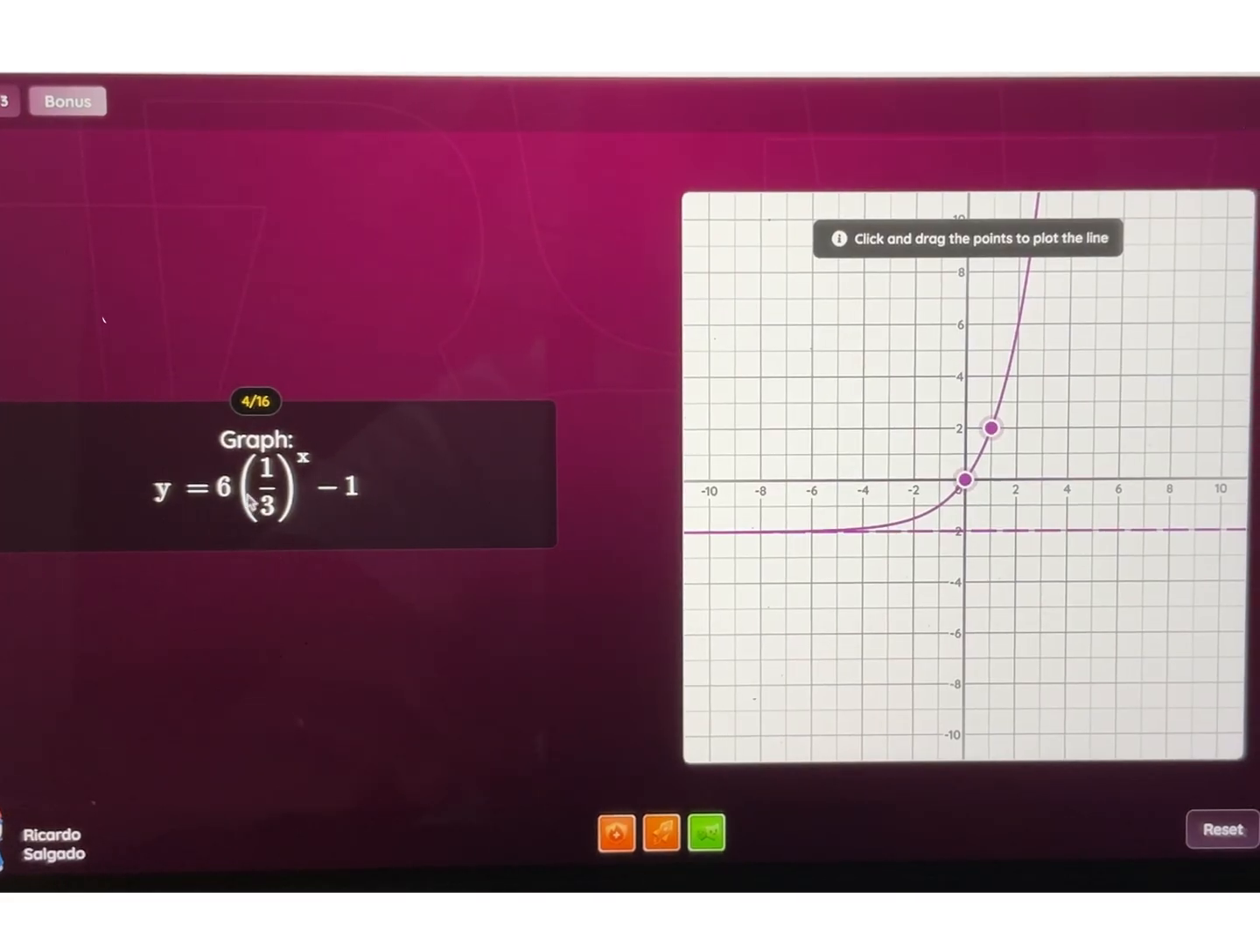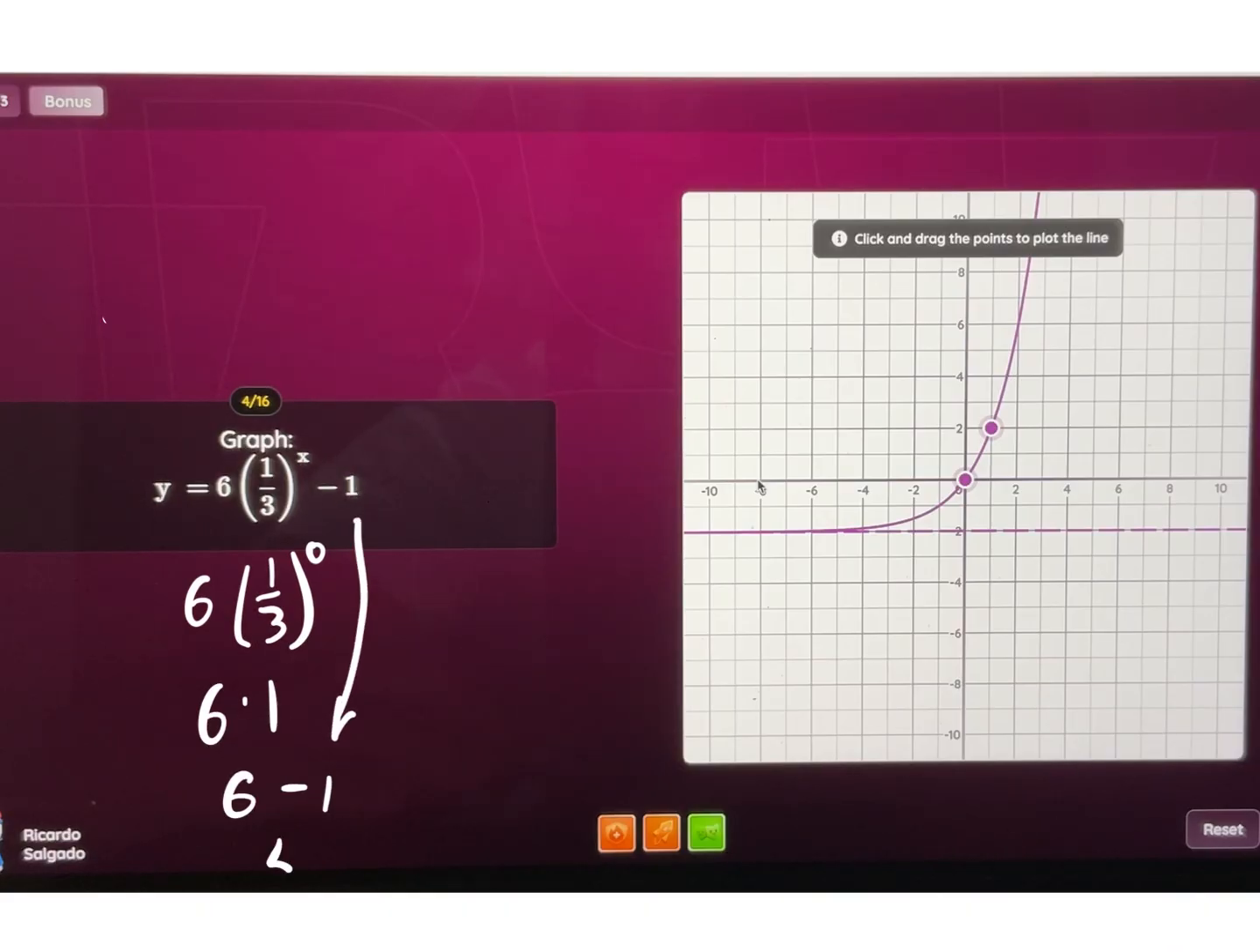Looking at this next one, let's plug in a 0. Anything to the 0 power is 1. 6 times 1 is 6. And 6 minus 1 is 5. Okay. So when you plug in a 0, you get out a 5. Go to 0, go to 5.